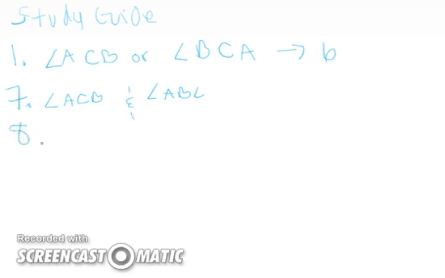Question 8 asks me to go ahead and define the legs of the right triangle, and so the legs are going to be AD and DB. The third part, AB, is the hypotenuse.